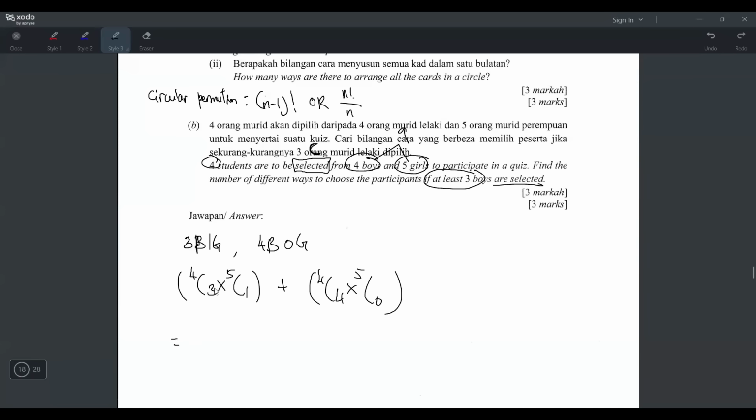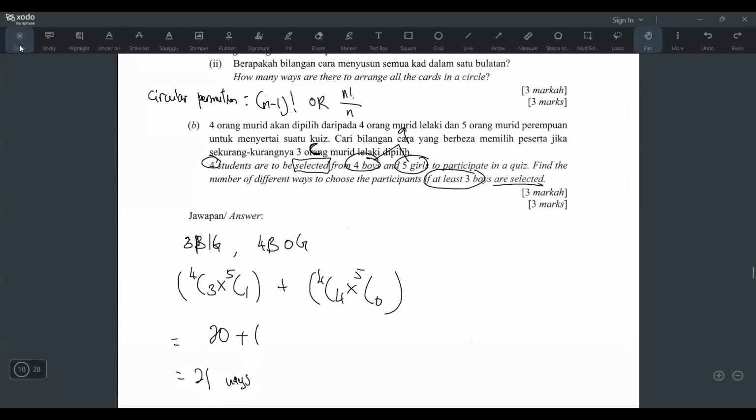So you will get 20, and this one you will get 1. So the answer is 21. So there will be 21 ways to select. Okay, that's it.